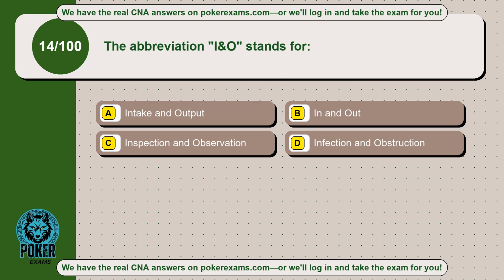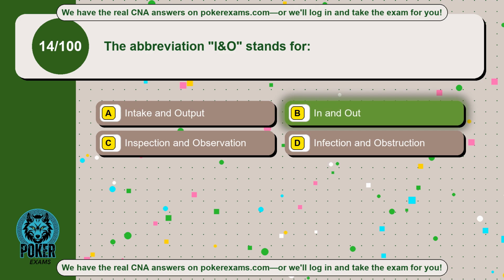Question 14. The abbreviation I&O stands for. Option A. Intake and output. Option B. In and out. Option C. Inspection and observation. Option D. Infection and obstruction.